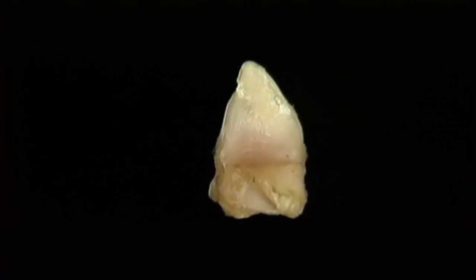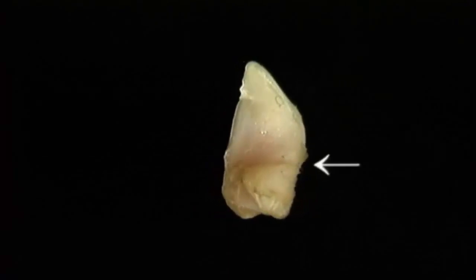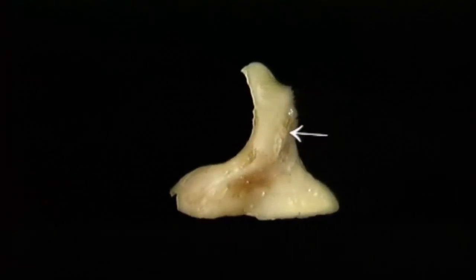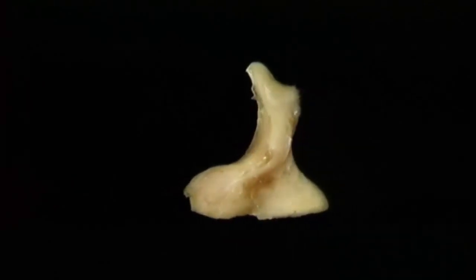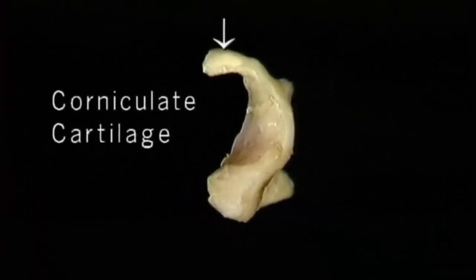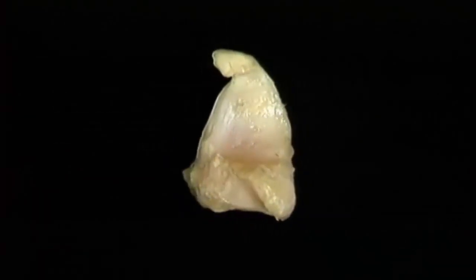Muscles are attached to the muscular process and also to the lateral border and to this broad convex surface which faces forwards. The top of the colliculus is prolonged by this tiny corniculate cartilage which faces backwards.